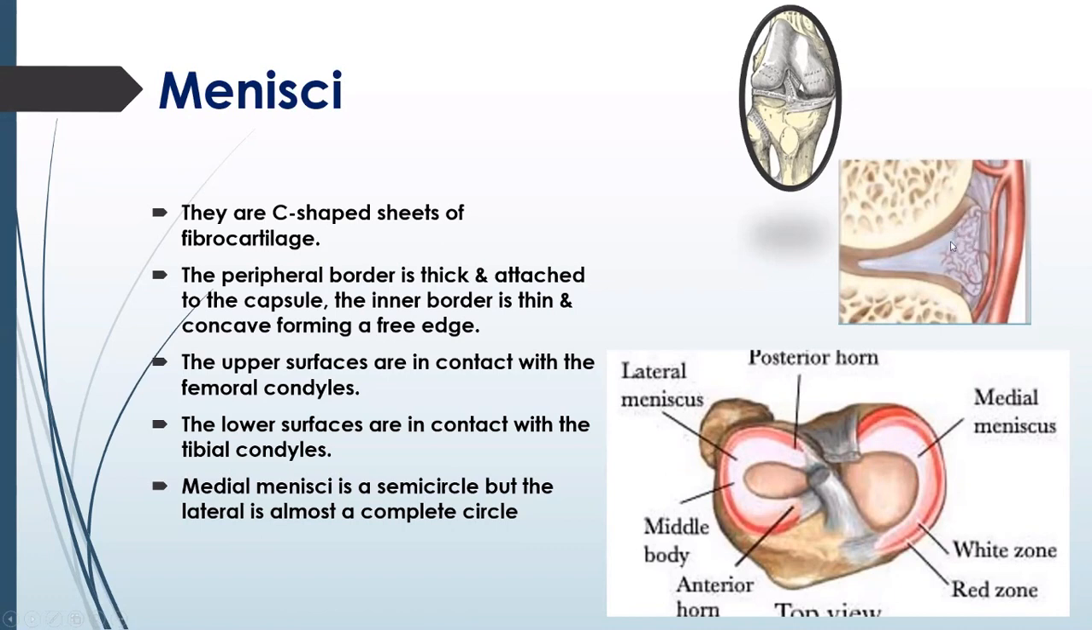If there is a tear in the peripheral zone, there is some kind of fibrous repair, which may contribute to the structural integrity of the menisci. So the peripheral border is thick and attached to the capsule. The inner border is thin and concave, forming a free edge. The upper surface is in contact with the femoral condyle, and the lower surface is in contact with the tibial condyle. The medial meniscus is semicircular, but the lateral meniscus is almost a complete circle, as we saw before.